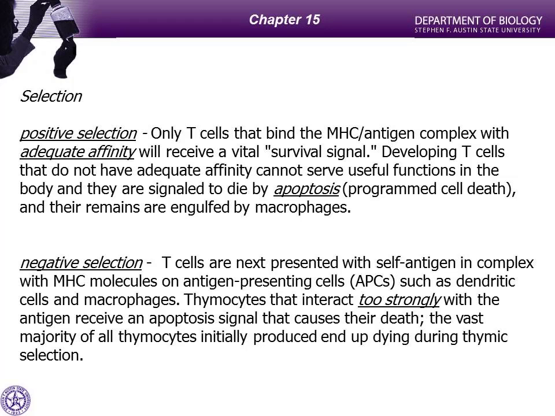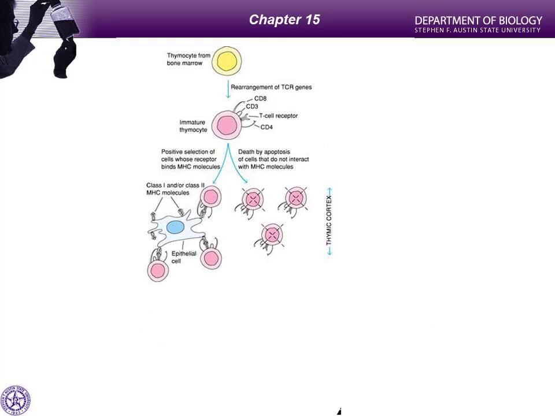So this illustrates our positive selection in the cortex. As we move deeper into the medulla, this represents our negative selection, and you can see the association of our antigen-presenting cell in both. First step, that association is a good thing. The second step, it's a bad thing. So that's how we ensure T cells are properly functional when they get into our circulation.